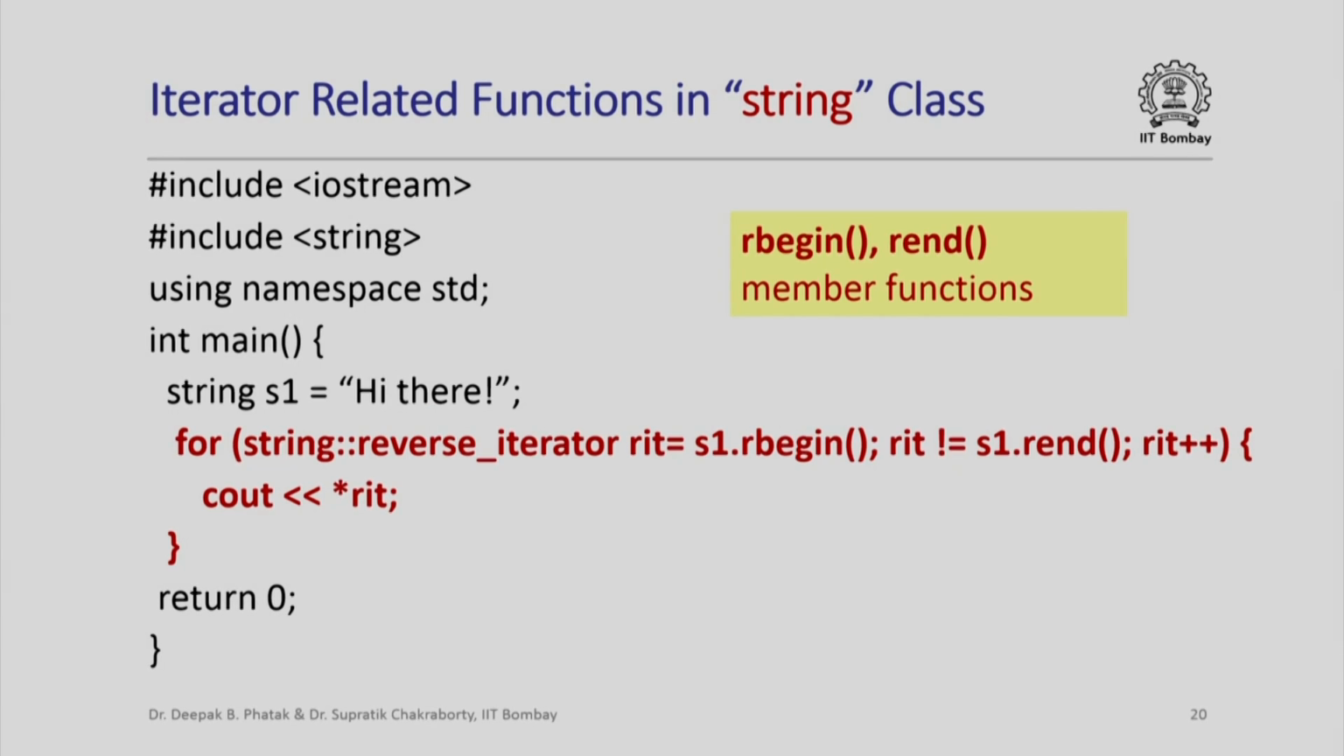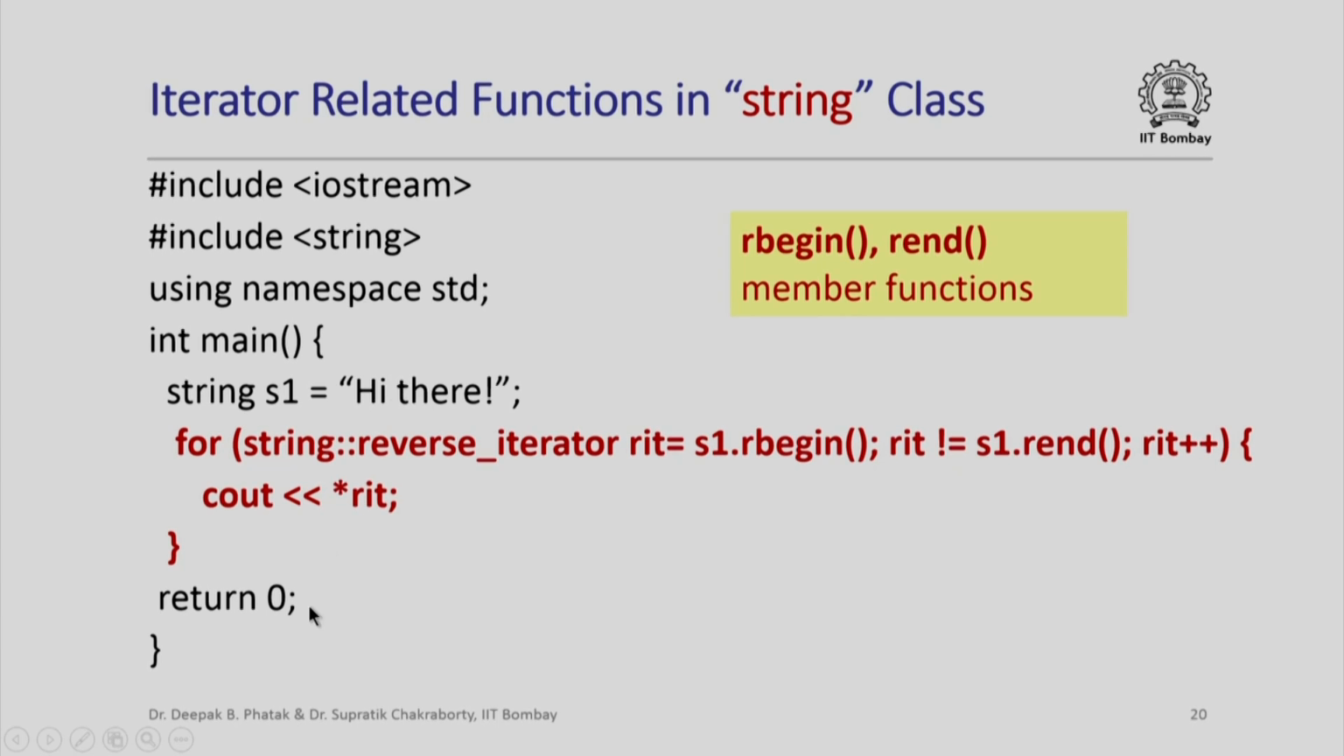Now the string class also provides two other interesting iterators called rbegin and rend. These are what are called reverse iterators. Rbegin gives you an iterator that points to the end of the string, and rend gives you an iterator that points to the beginning of the string.